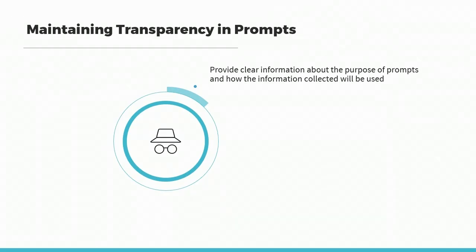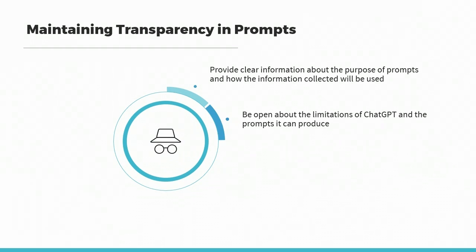Another essential measure for establishing transparency is being open about the limitations of ChatGPT and the prompts it can produce. ChatGPT is still an AI system and can have limitations in its ability to provide accurate or complete information. By being transparent about these limitations, users can make better decisions about how they use the information they receive from ChatGPT. It's also pertinent to allow users to have control over how their information is used.